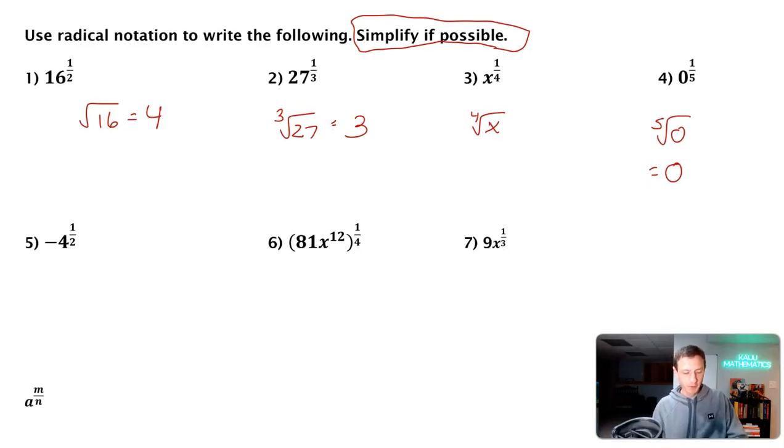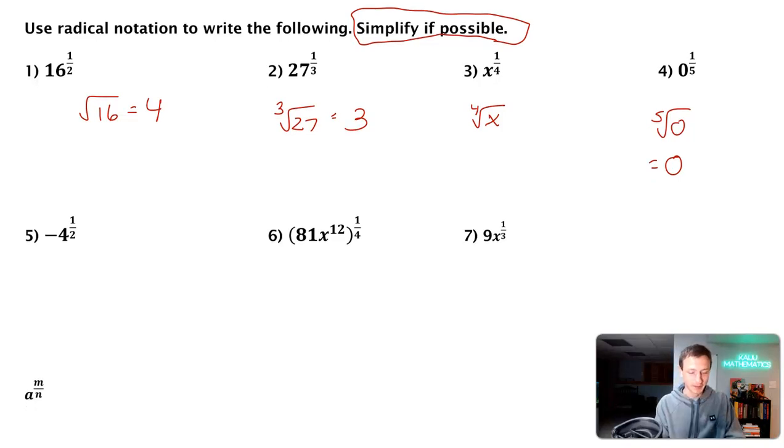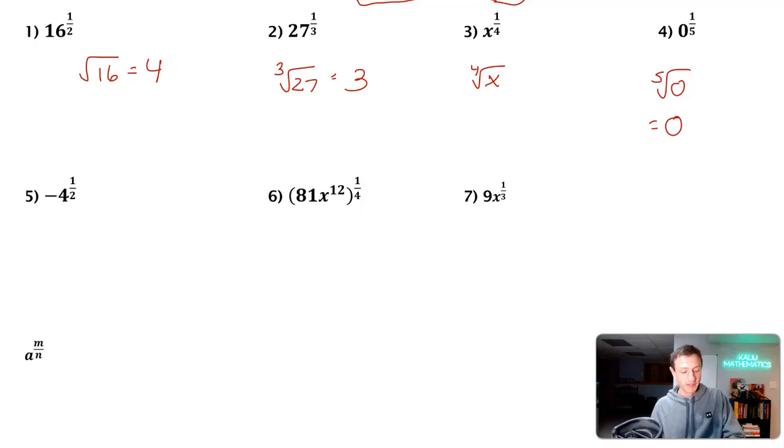Number 5, -4 to the 1/2. And number 6, parentheses, 81x to the 12 to the 1/4. And maybe you already know why I did 5 and 6 and talked about the setup. This is -4 to the 1/2, meaning negative times the square root of 4. That negative is not being raised to the 1/2. If it was like this, where it's parentheses being raised to the 1/2, then you'd have that negative underneath the radical. But it's not. It's -1 times 4 to the 1/2. So that means it's -1 times the square root of 4, which is -2, because the square root of 4 is 2.